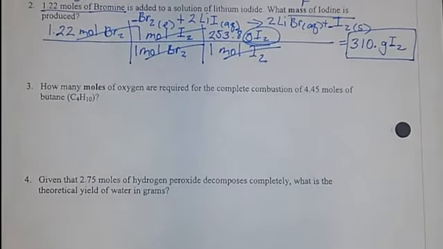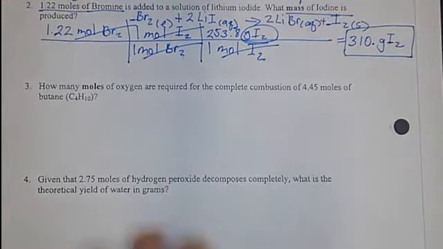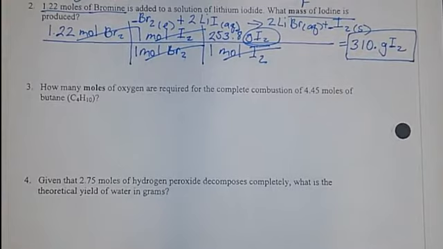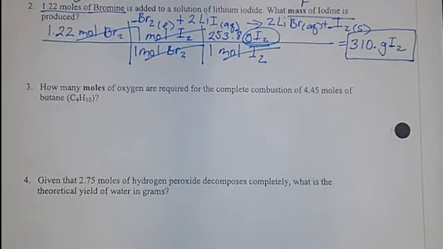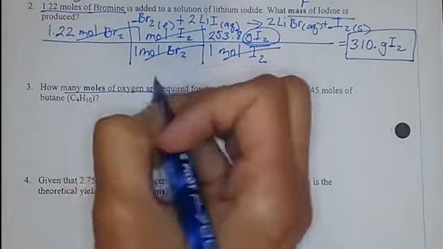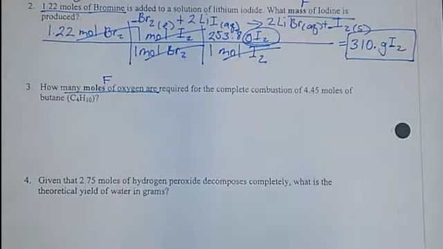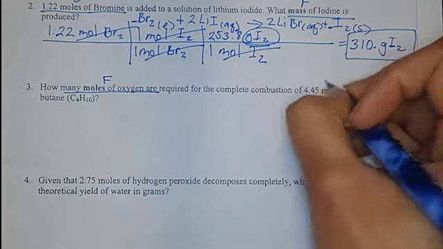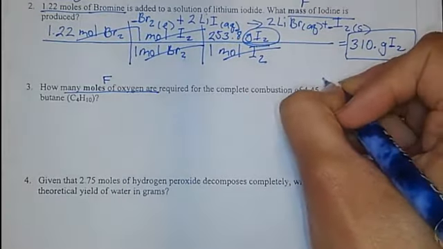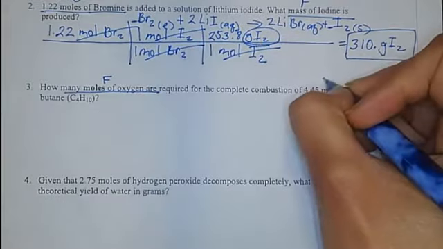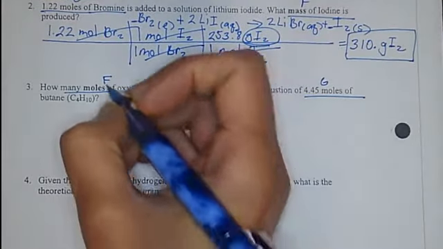Okay, number 3 is how many moles of oxygen are required for the complete combustion of 4.45 moles of butane. So we're looking for moles of oxygen, and what's given is 4.45 moles of butane.